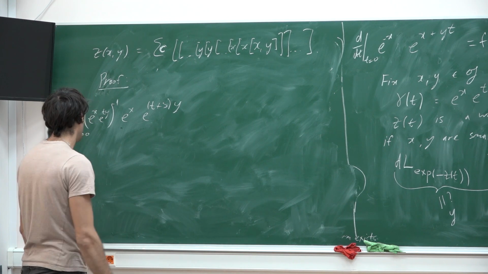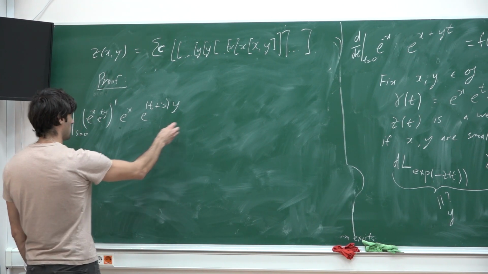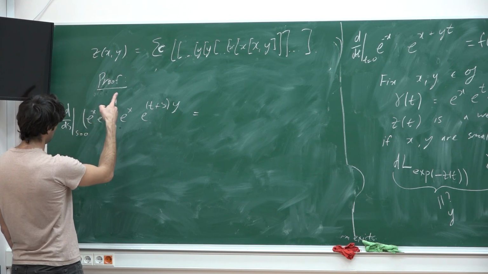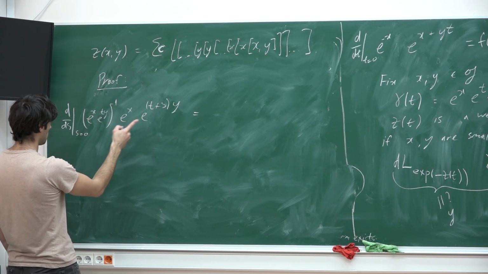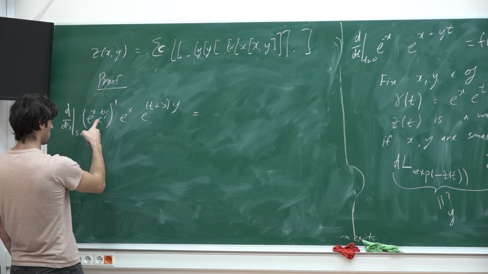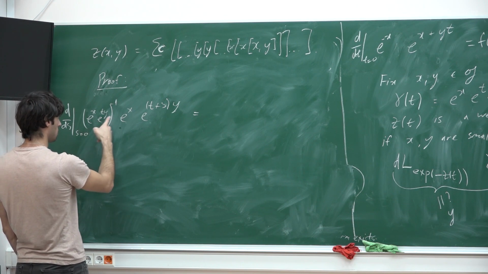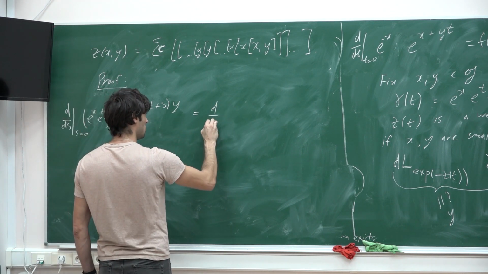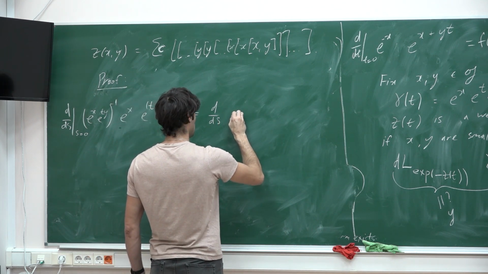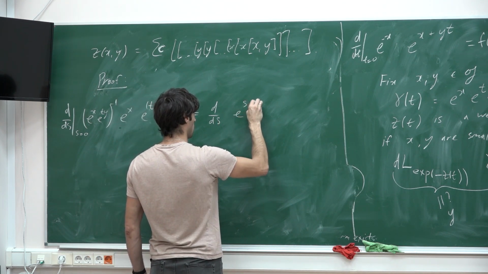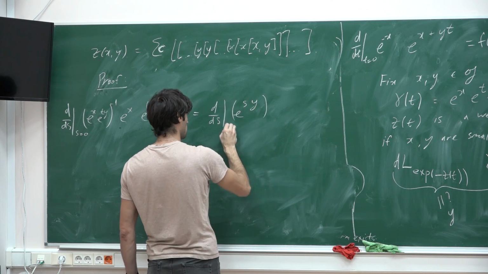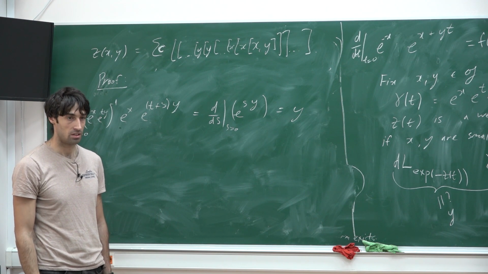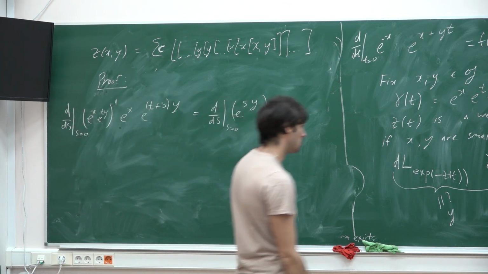Okay? But then this is easy. Now, the inverse of this, e of x, goes to the right and kills this e of x. And then I have e of ty, which kills this e of t. So this is just d over ds of e of sy at s equals 0. But this is just y. Very well. So this is y.